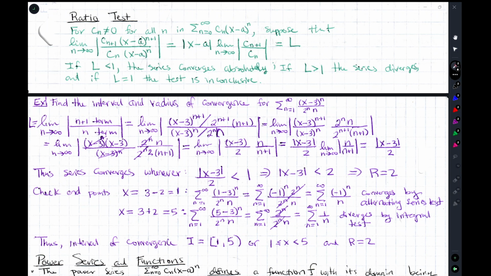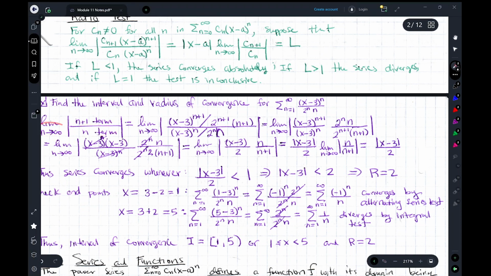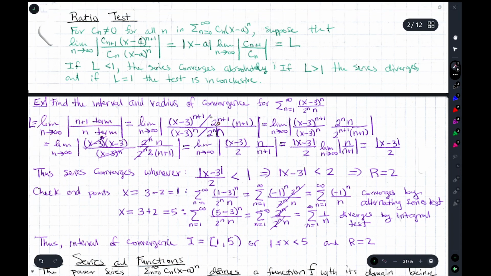So here we have the power series, and we want to find the interval and radius of convergence of it. What do we use? The ratio test: the n plus first term over the nth term, the absolute value, take the limit. So here goes the n plus first term. Just notice we take n plus 1 there, and we divide it by the nth term, and we take the limit as n goes to infinity.